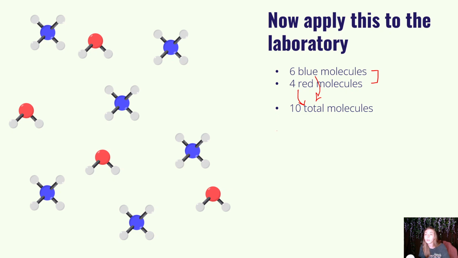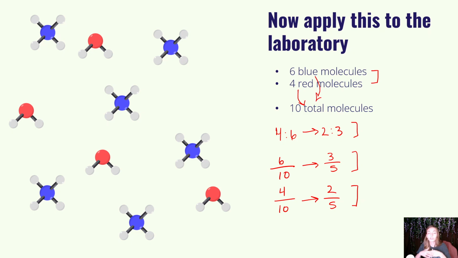So I can still do 4 to 6, which breaks down to 2 to 3. I can still do 6 blue molecules over 10 total molecules, which then breaks down to 3 over 5. I can still do 4 red molecules over 10 total molecules, which then breaks down to 2 over 5. I can still do these same setups. I can still do my ratio. I can still do my comparisons of individuals to the total. Just because it's suddenly chemicals, it doesn't change the principle of what is occurring.